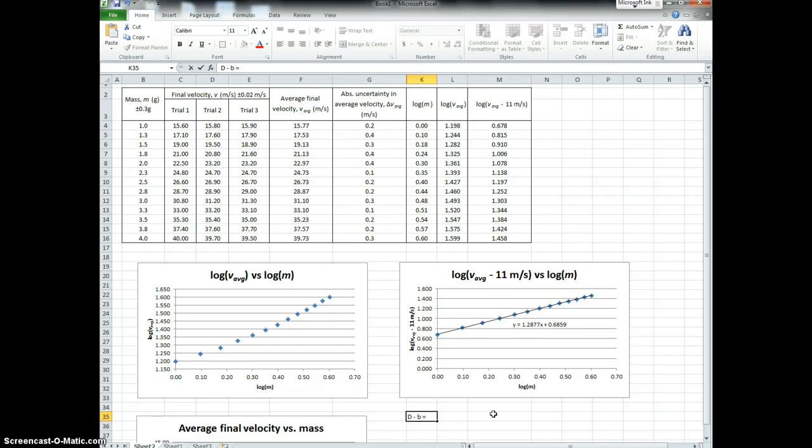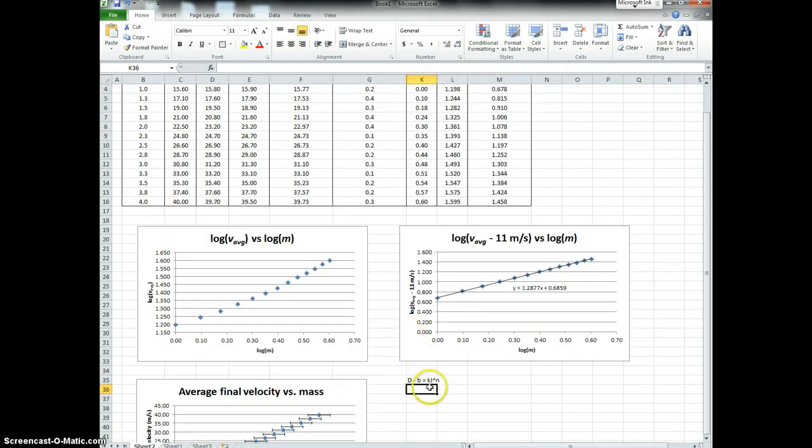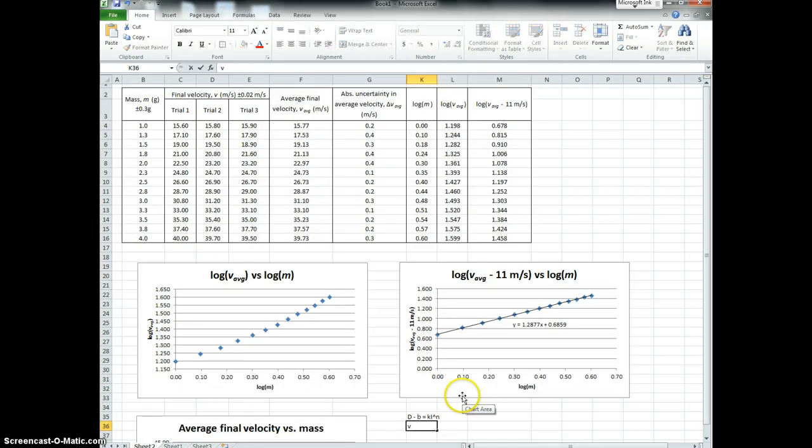So here's the relationship, the general form, right? D minus b equals k times I raised to the n power. That's the general form. Now, of course, our dependent variable is v. I'm going to take off the average now because the actual dependent variable is velocity, not average velocity. And I'm plugging in what I found the value of b to be. It was 11 meters per second equals k times I to the n.